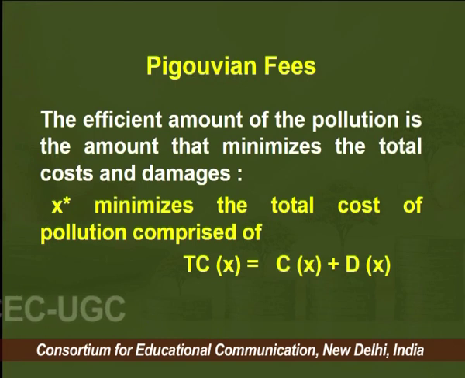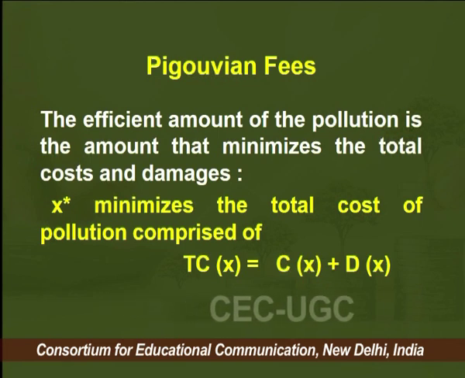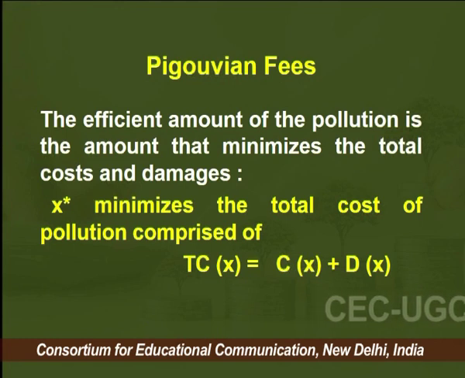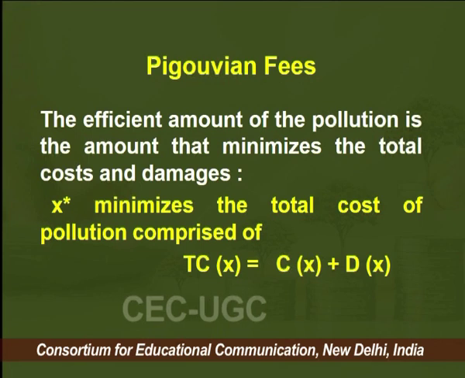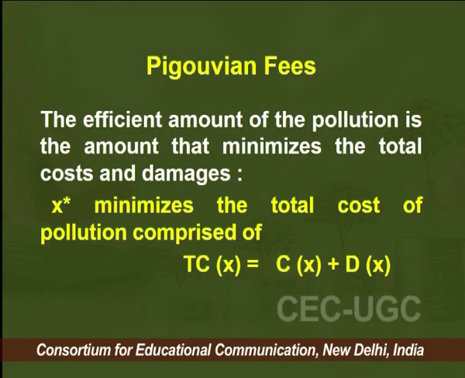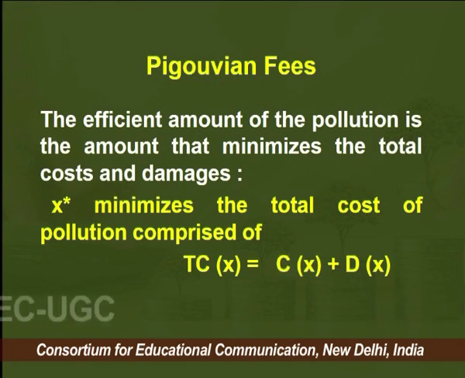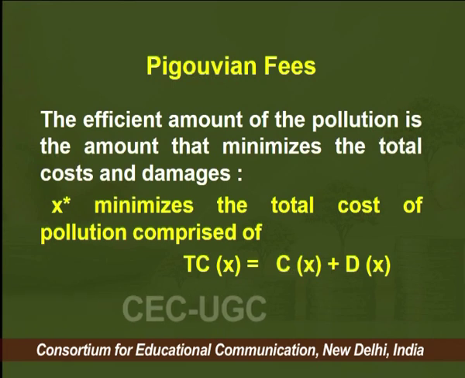Now the question is to determine the efficient amount of pollution in this framework of Pigouvian fee. We have earlier found the efficient amount of emission in the emission fee, and that x star was equating the price P2 minus MC(x), and in turn it was also equating the MS(x). Now let us try to understand what is going to be the efficient amount of pollution in the framework when we have Pigouvian fees.